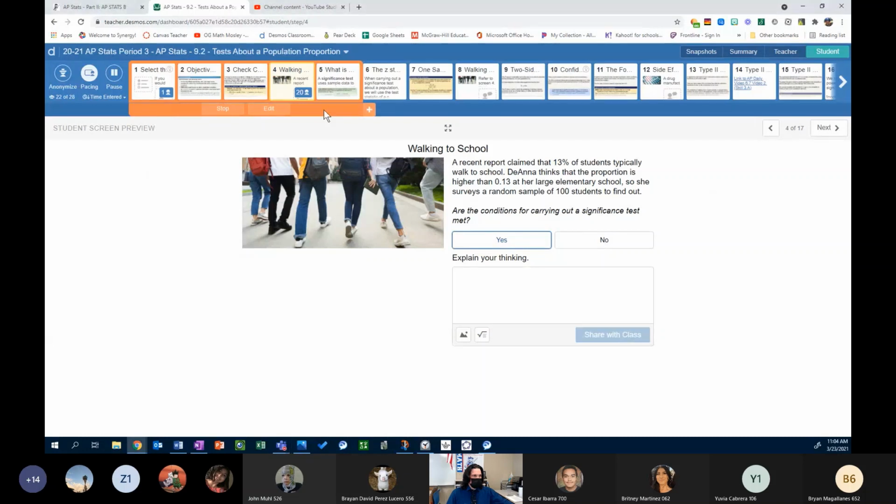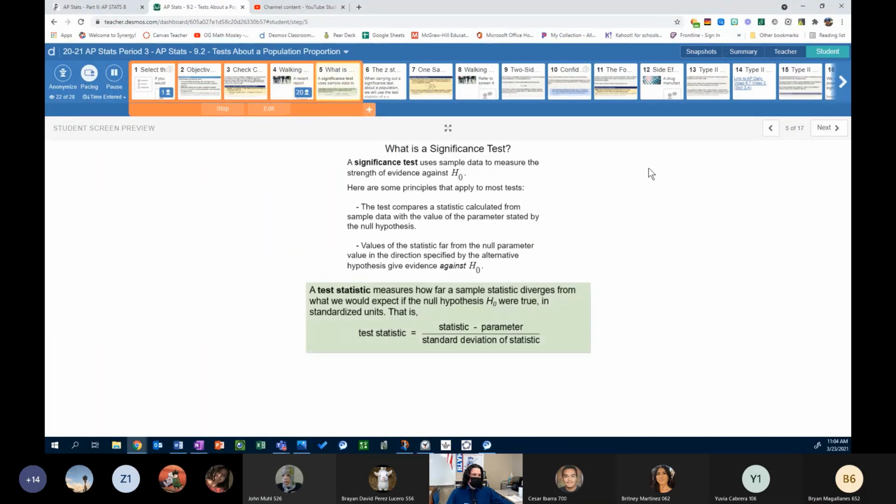So then, let's look at what happens next. So what is a significance test? Right. A significance test uses sample data to measure the strength of evidence against the null hypothesis. Right. Here are some basic principles that apply to most tests. The test compares a statistic calculated from sample data with the value of the parameter stated by the null hypothesis. Values of the statistic this far from the null parameter value in the direction specified by the alternative hypothesis give evidence against the null hypothesis.